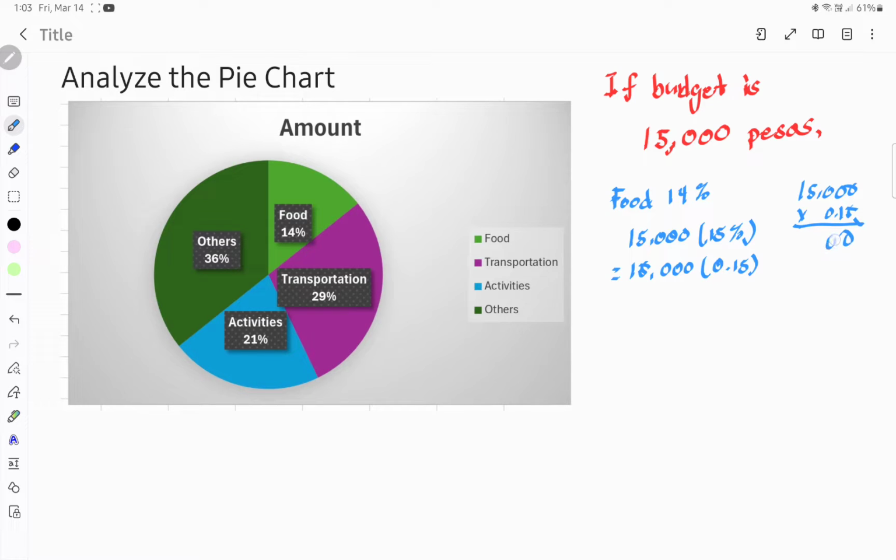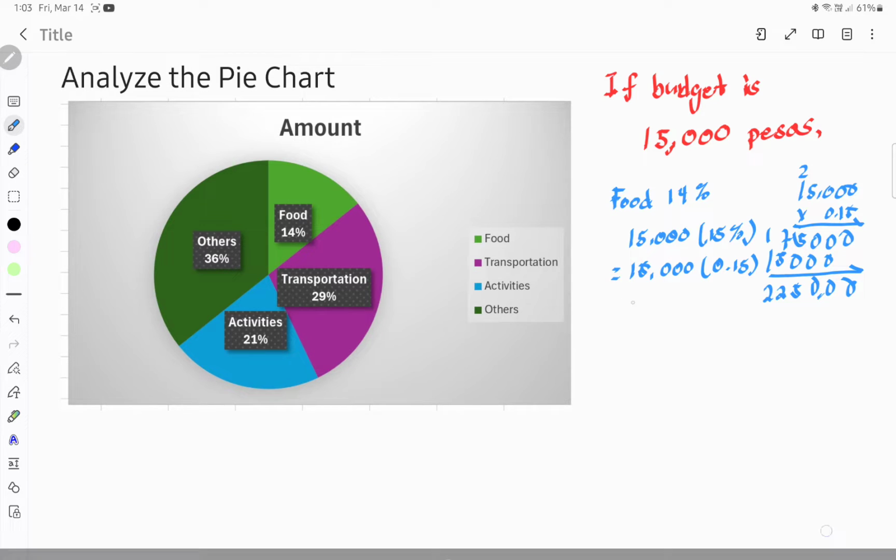Working with that, 5 times 5 is 25, carry 2, 5, then 75, and then 0, 0, 0, and then 5, and then 1. Now, adding it up, 7 plus 5, that's 12, carry 1, that will be 2. With 2 decimal places, we can say that the amount allocated for food is 2,250 pesos.